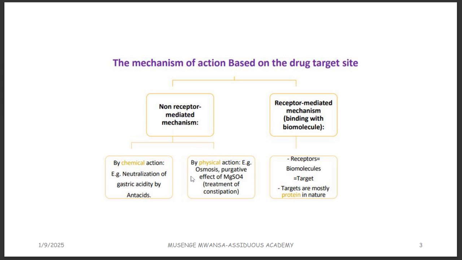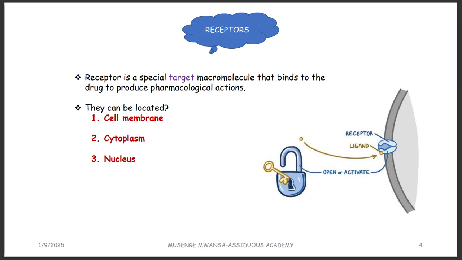And then it can also be by physical action. For example, osmosis, the purgative effect of magnesium sulfate. When you want to treat constipation, you can give these drugs and then they'll simply irritate your GIT and then you get to go to the toilet. And some other drugs will work through receptors by binding to a specific receptor. The receptor in this case is a target, and receptors are normally proteins in nature.